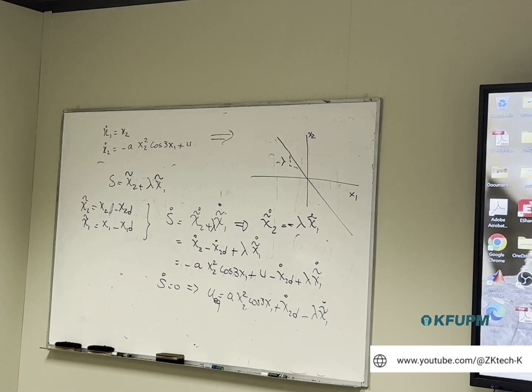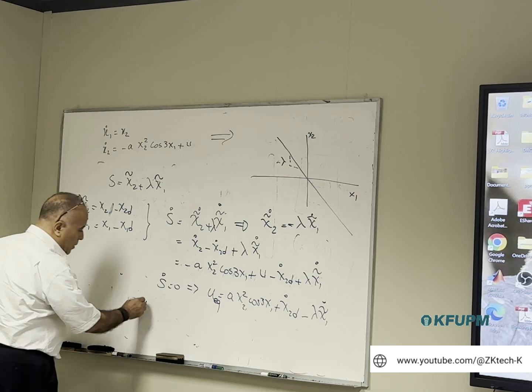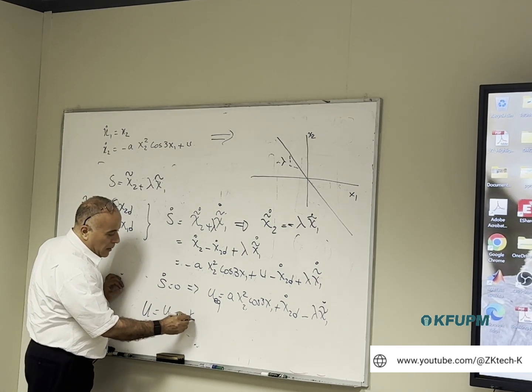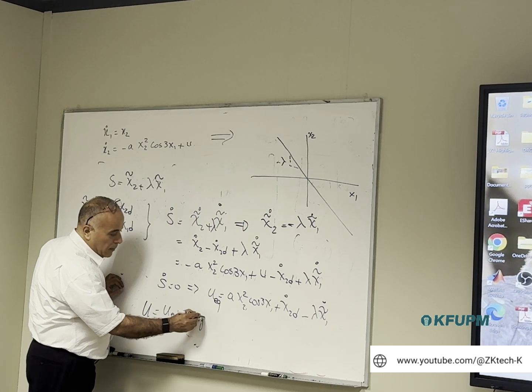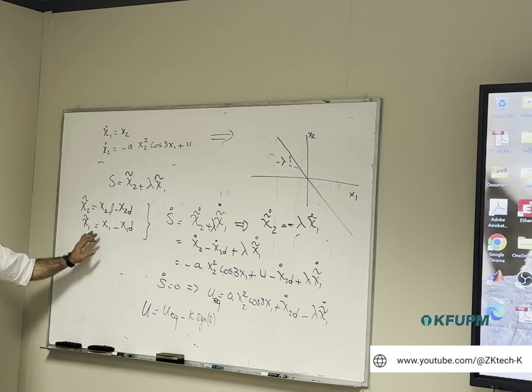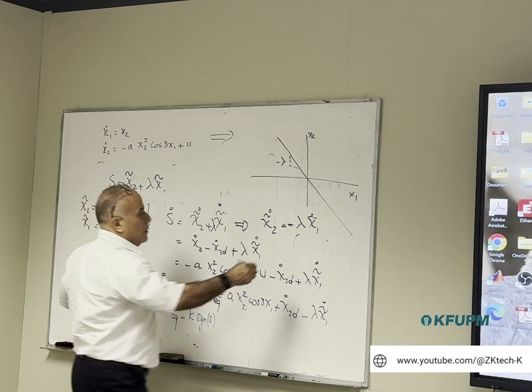So now I need to find the value of U. U is usually equal to U equivalent minus K sine of S. This equation gives us x1 dot and x2 dot going on that line, not x1 and x2. This is the line here.